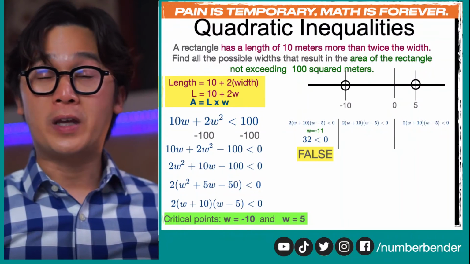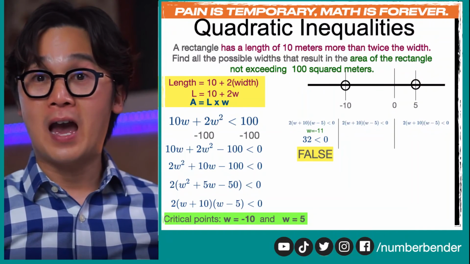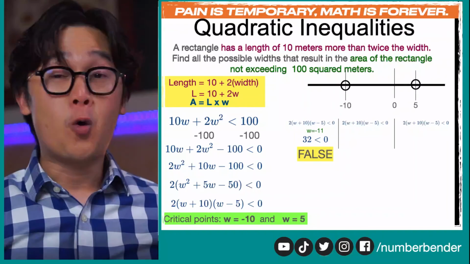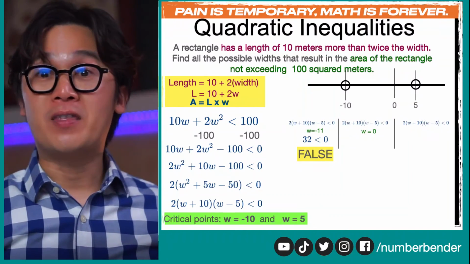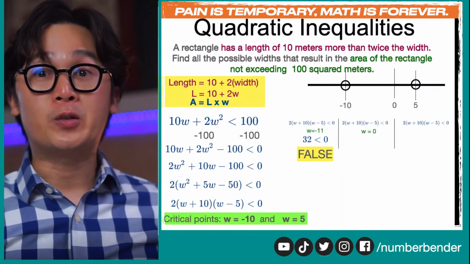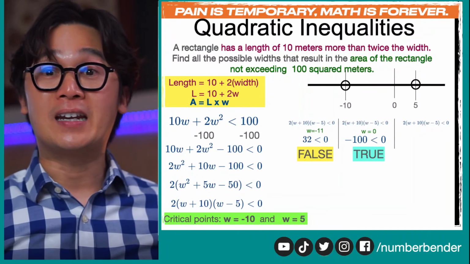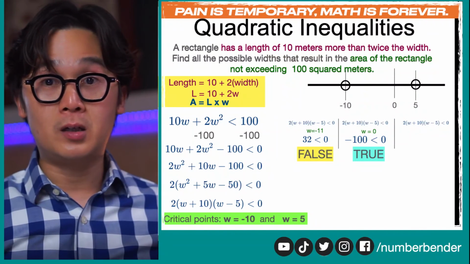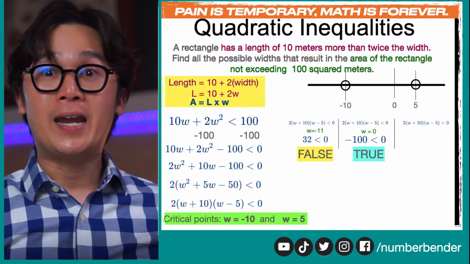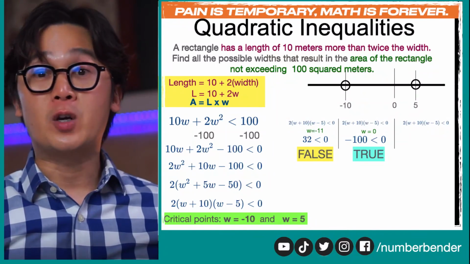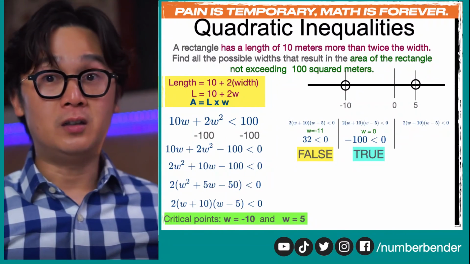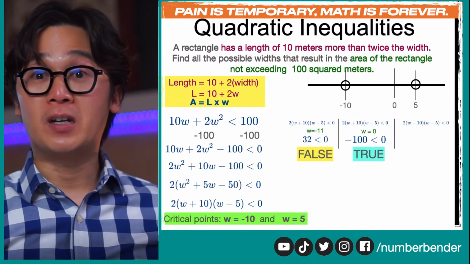And in the middle, we have anything in between negative 10 and 5. I chose 0 because it's easier. You can choose negative 9 or positive 4. And we know that the statement will still be consistent even if we use w is equal to 0. And we know that it will be negative 100. And we know that a negative number is less than 0. So this statement is true. So any number in between negative 10 and 5 will give you a true statement, so that will be our interval that will give us a true statement for this partition.